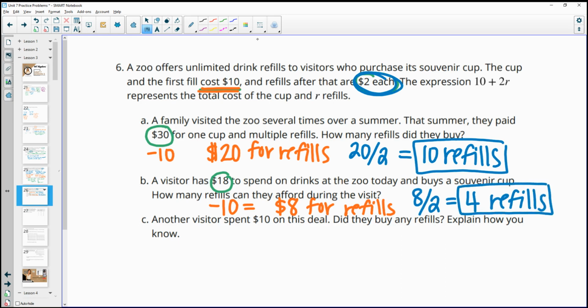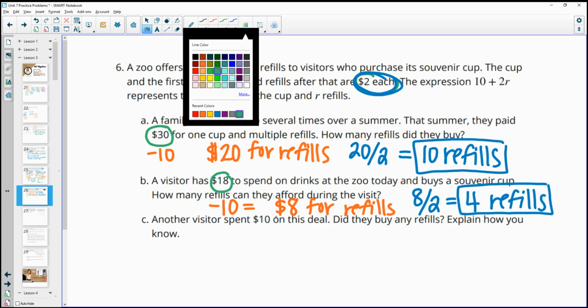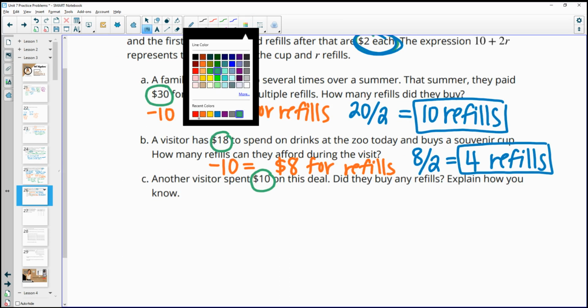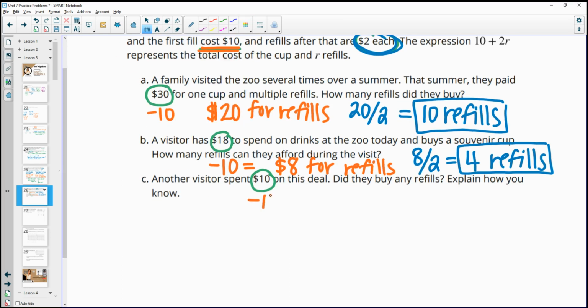Another visitor spends $10 on the deal. Did they buy any refills? Explain how you know. Well, we know that the purchase of the cup is $10, right? So they spent $10 on the cup. That means they had $0 for refills. So they had 0 refills. So no, they did not spend any money on refills.